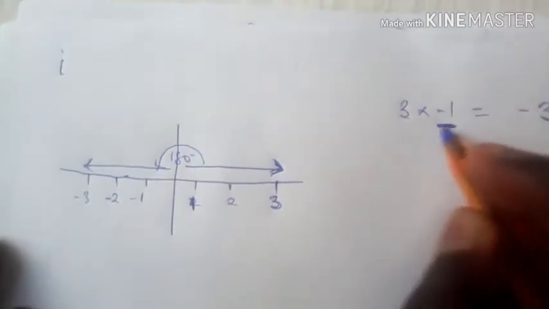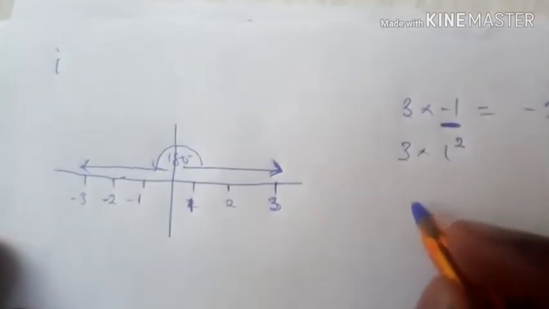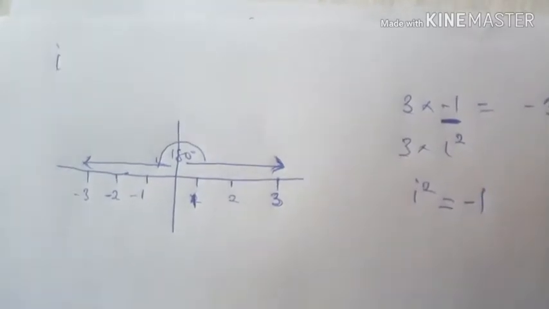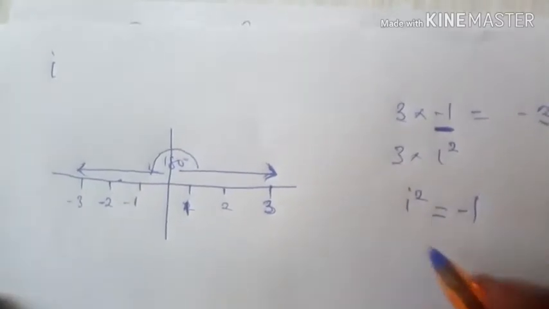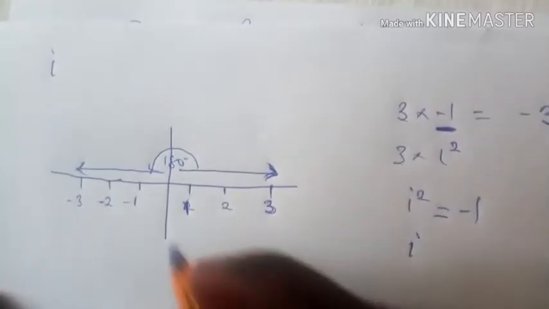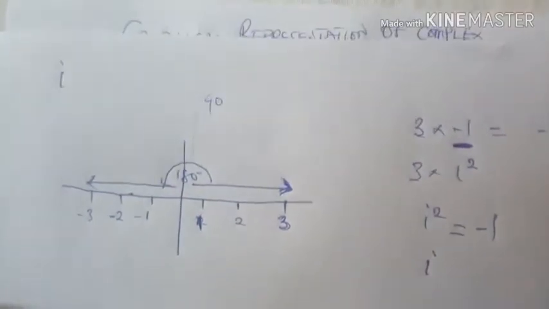Now, negative 1 is the same thing as i squared. So if i squared is giving us 180 degrees, then what will i give us? It will obviously turn it through 90 degrees. So that's basically how it is.